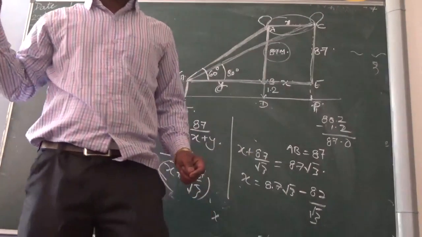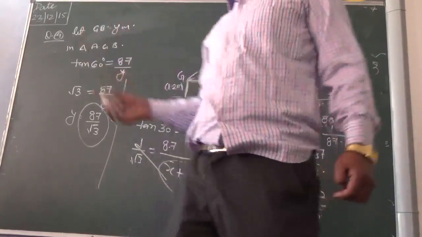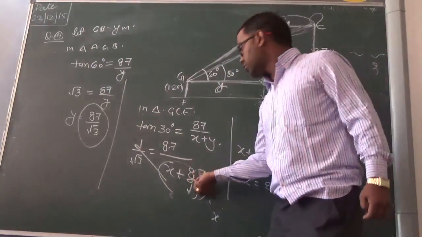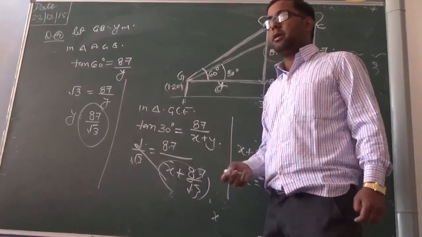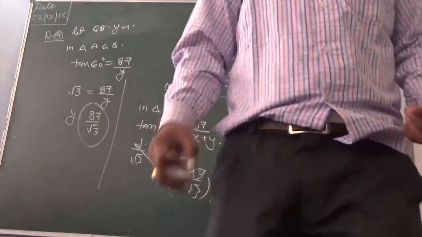Getting the answer? Fine. Understood? कहाँ से? यहाँ से. Cross multiply. ये ऊपर आएगा ये इधर जाएगा. Fine. Thank you.